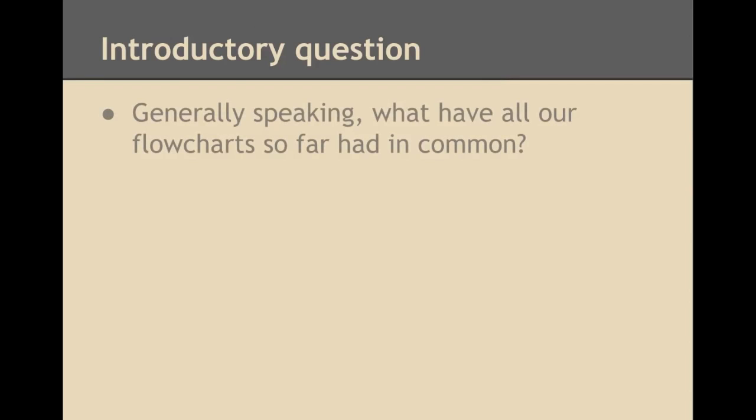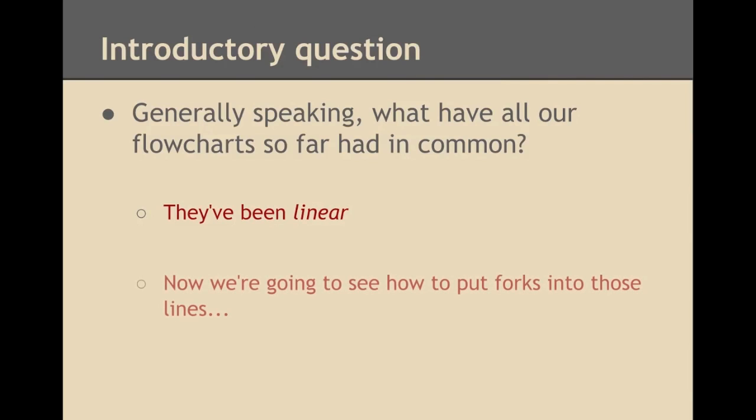All right, so let's motivate things a little bit here with an introductory question. If you think about all the sketches or the programs that we've walked through so far, what have all of their flowcharts had in common? If you can visualize those, you'll realize that they've all been linear. That is, they've all started at the top and flowed straight through to the bottom. There haven't been any choices or decisions made in there. There's only one way to get from the start of the program to the end. Well, in this chapter, what we're going to do is essentially put forks into the lines in a flowchart. That is, put branches in so that there's more than one way to go through the program.